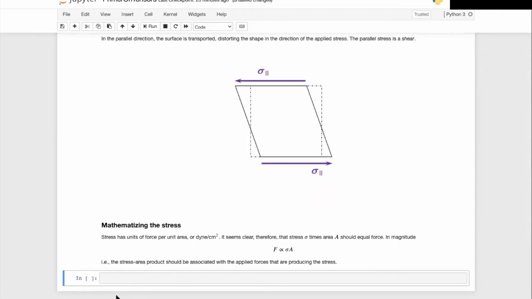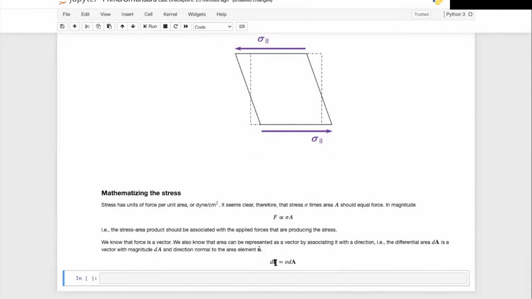Let's now attempt to mathematize this stress. The stress has units of force per unit area. So it seems clear thus that the stress, let's call it sigma, times the area should equal a force. That means that in magnitude, we're not caring about the direction yet, you can write that the magnitude of the force is proportional to the magnitude of the stress and the magnitude of the area. That is, the stress area product should be associated with the applied forces that are producing the stress.